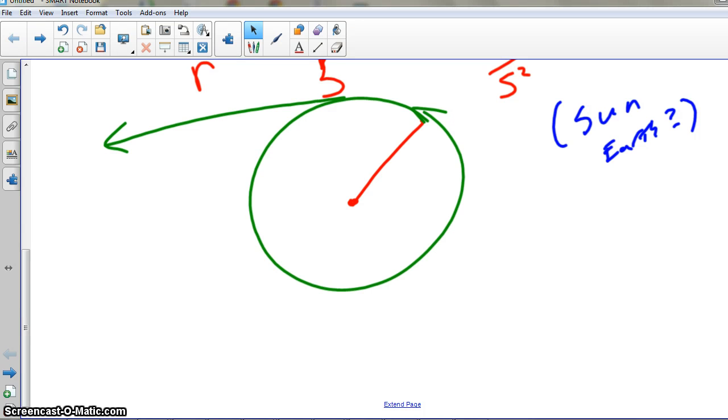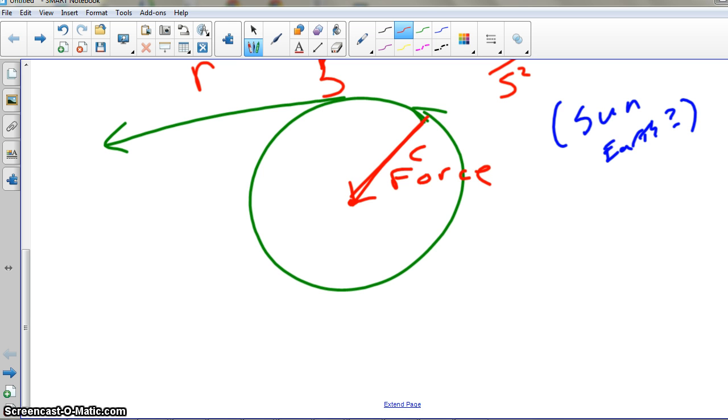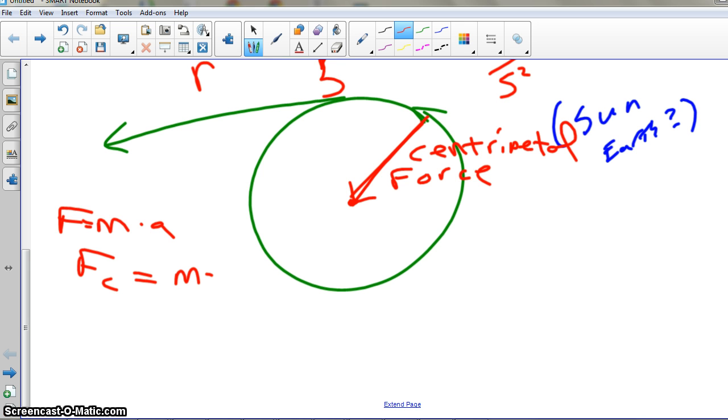Alright, so it's actually the force of my hand pulling it towards me. That's the centripetal force that is keeping it in circular motion. And that force is, of course, ma, where a is the centripetal acceleration. So the centripetal force is equal to the mass times the centripetal acceleration, which we just said was v squared over r. So we now have several formulas in our toolbox.